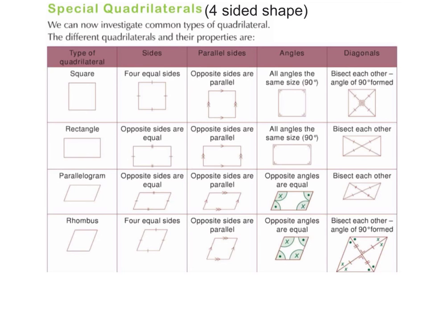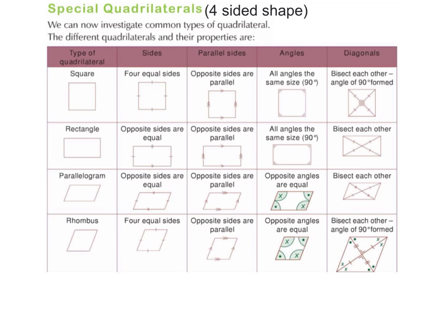And then the diagonals. So a diagonal is a line that goes through each corner of the shape. So a square has two diagonals. And the diagonals bisect each other, which means cut in half. And there are 90-degree angles in the center.